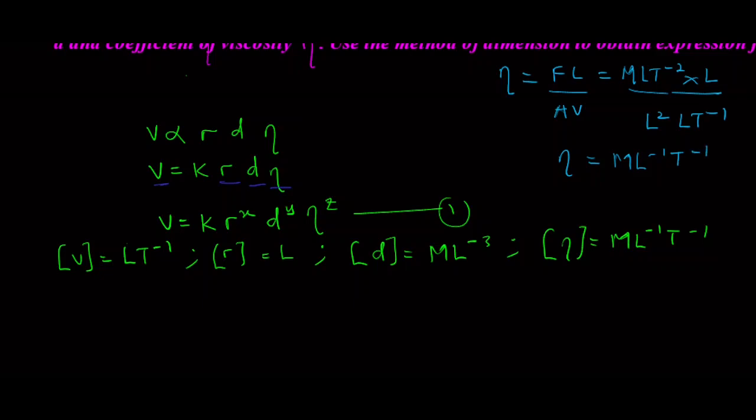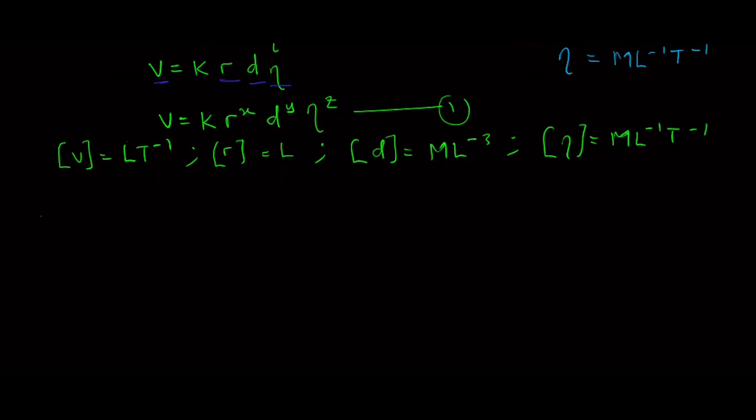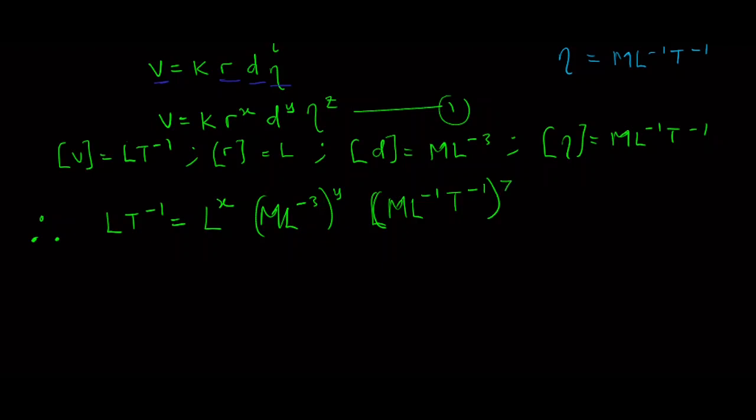Now the next thing is, since we have gotten the dimensions of the independent variables, let's substitute them into equation 1. In place of velocity, write LT^-1, because we ignore the constant for now. Then radius is L, the power there is x, density is ML^-3, its own power is y, and coefficient of viscosity is ML^-1 T^-1, to the power z.